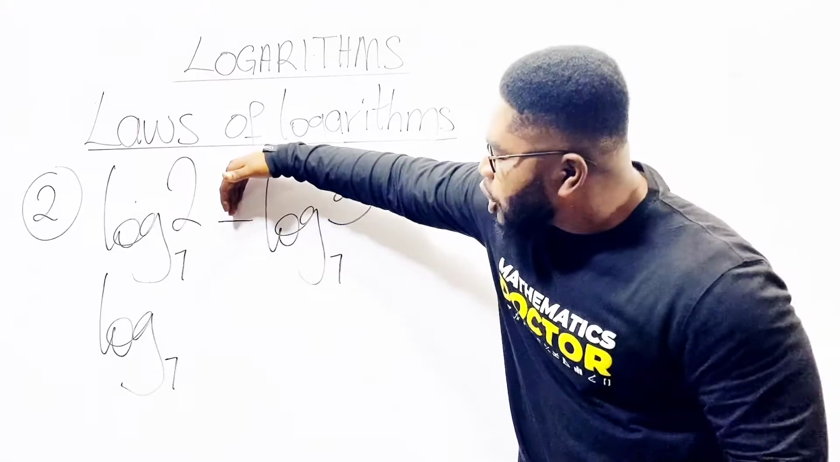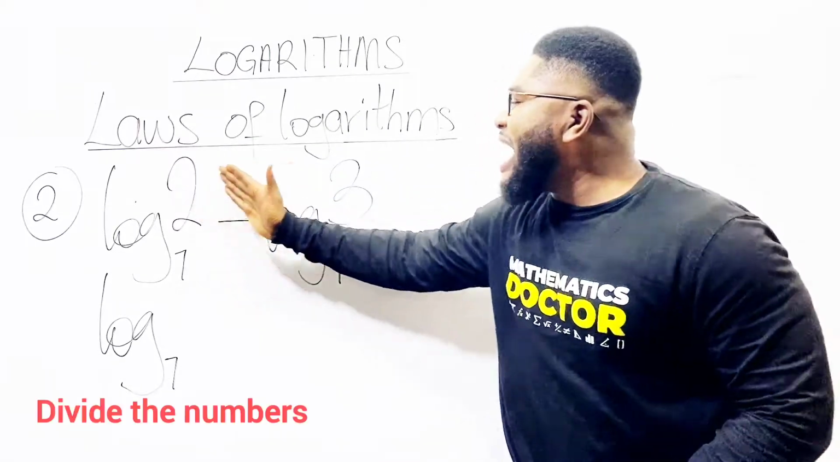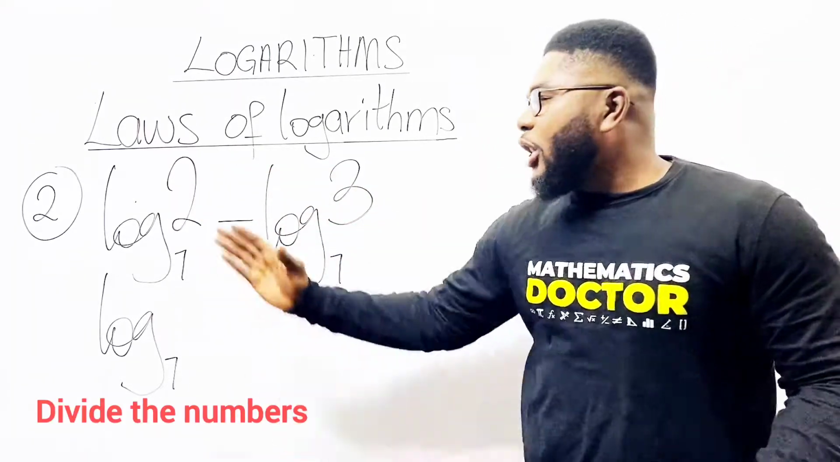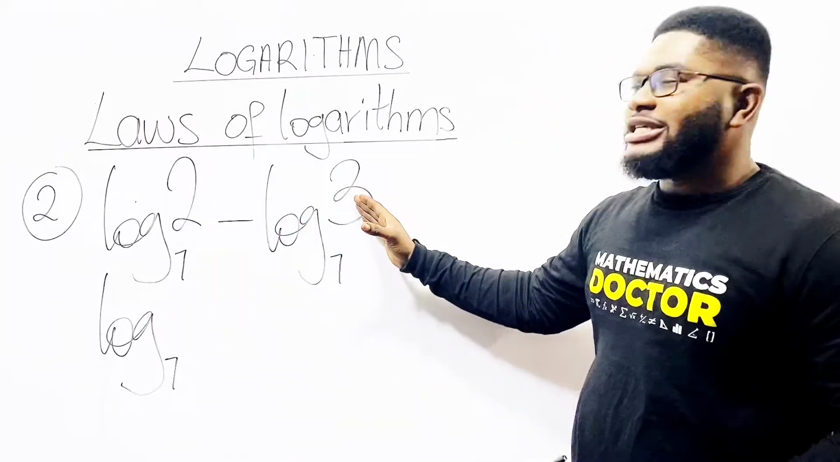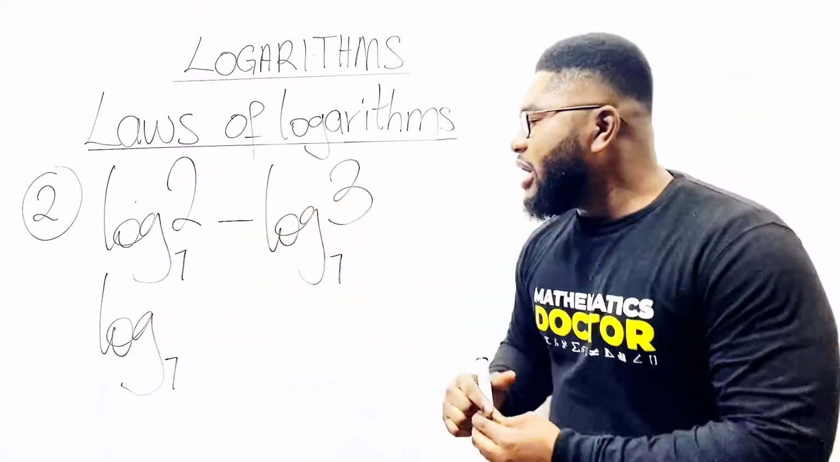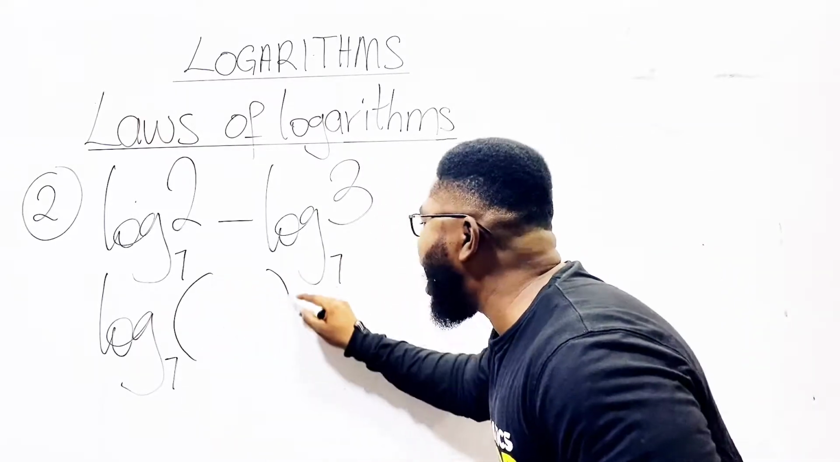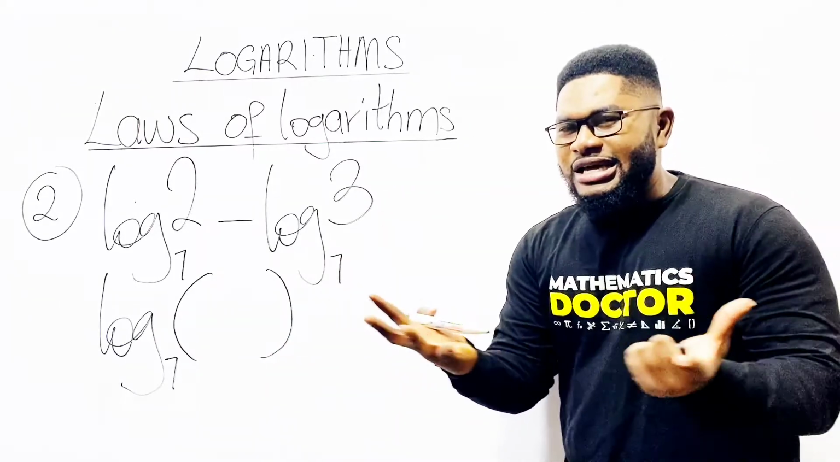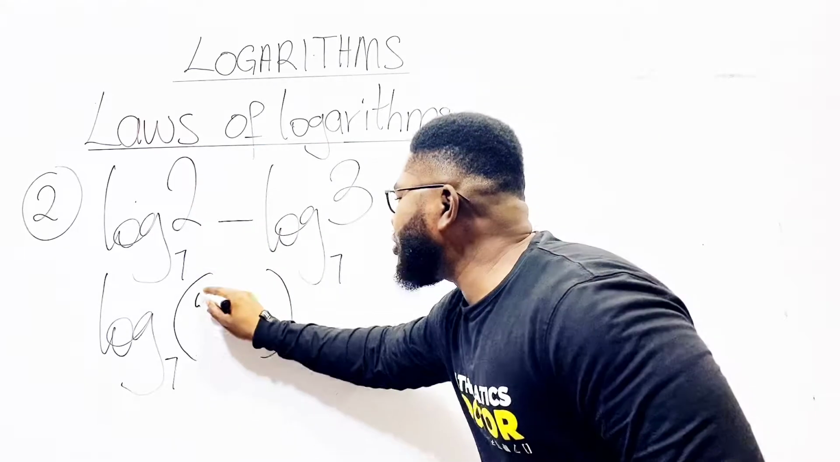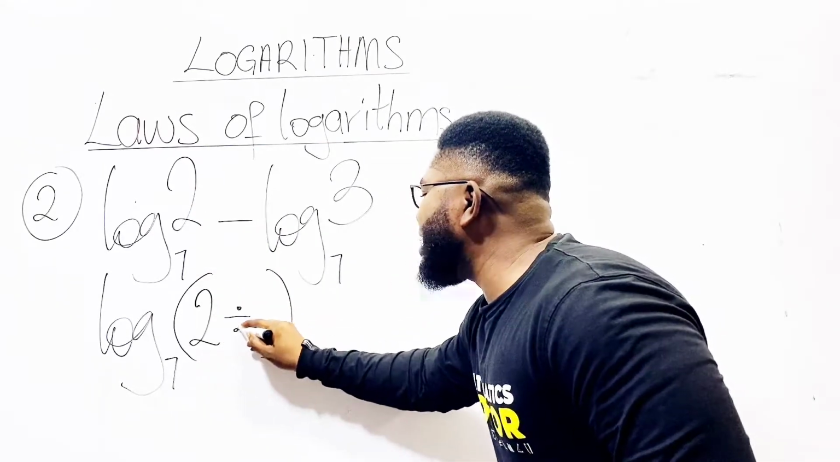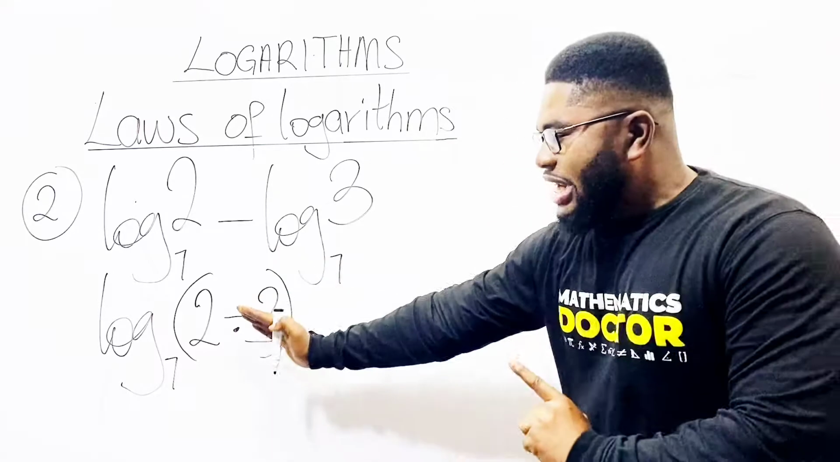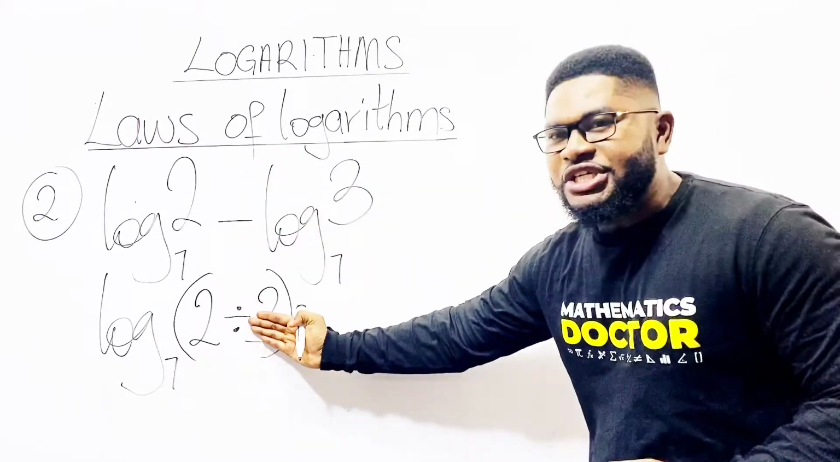The law states that because it is a subtraction, please divide the numbers of the logs. The log number here is 2 and the log number is 3. Since there is a subtraction, I will divide the numbers. So let me bring my bracket to house the final answer nicely. So it will be the number 2 divided by the number 3. This is what I mean. Because of the subtraction, I use division for the numbers.